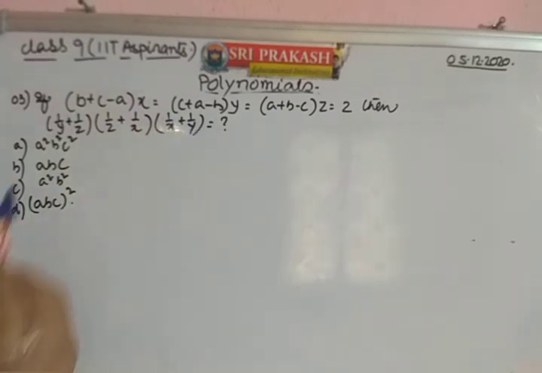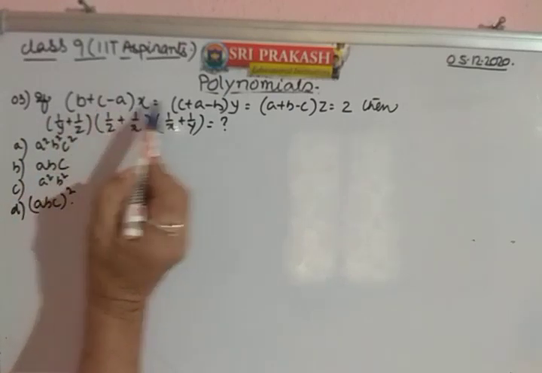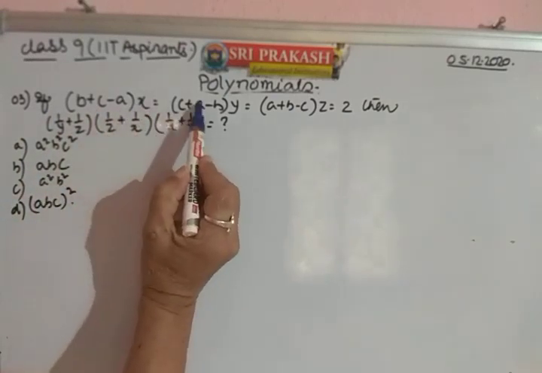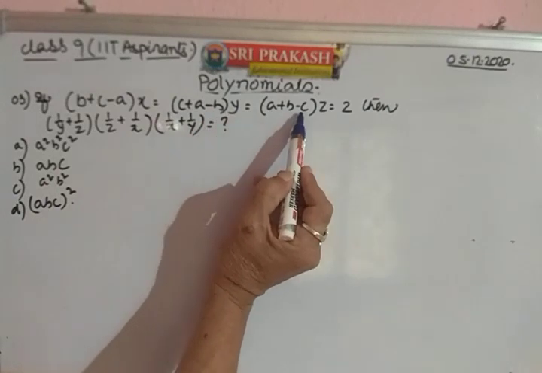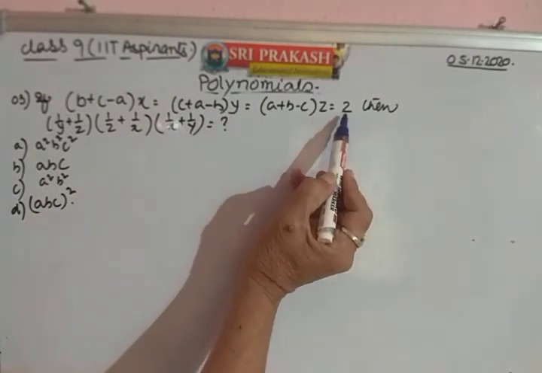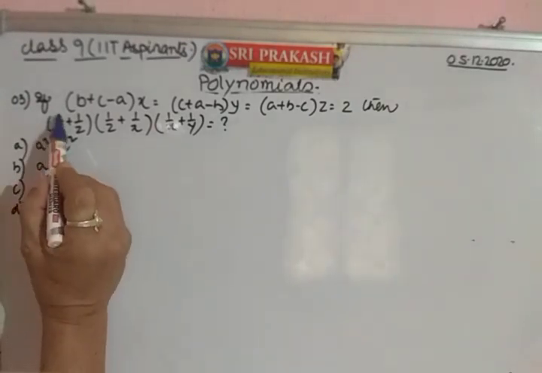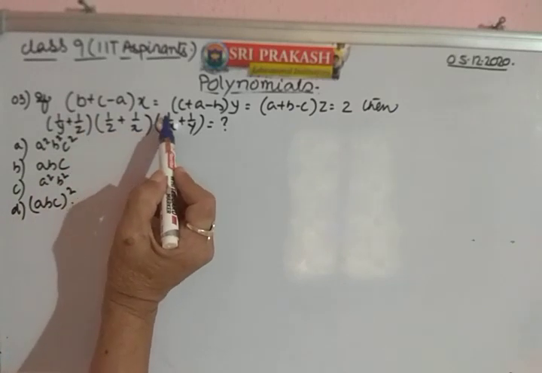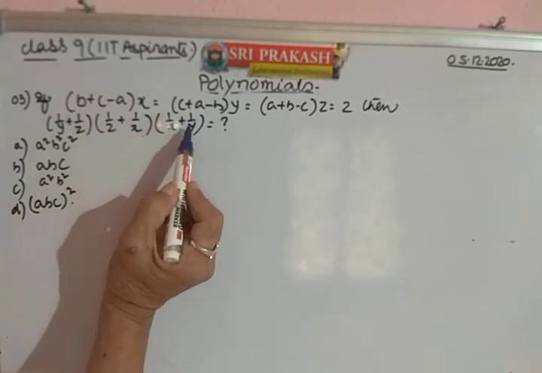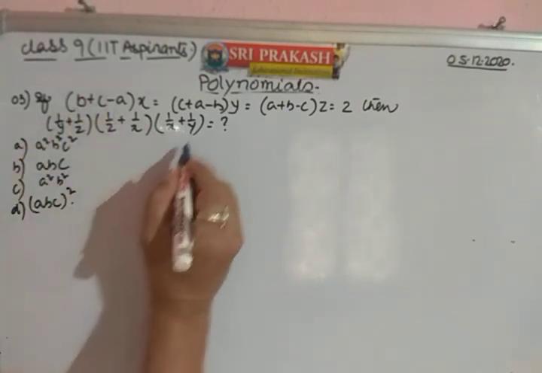Let me read the question again. If b plus c minus a into x is equal to c plus a minus b into y is equal to a plus b minus c into z is equal to 2, then what would be the value of 1 by y plus 1 by z, 1 by z plus 1 by x, 1 by x plus 1 by y? Clear? So now let us take this.